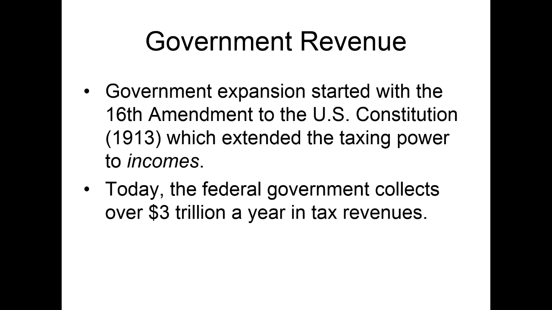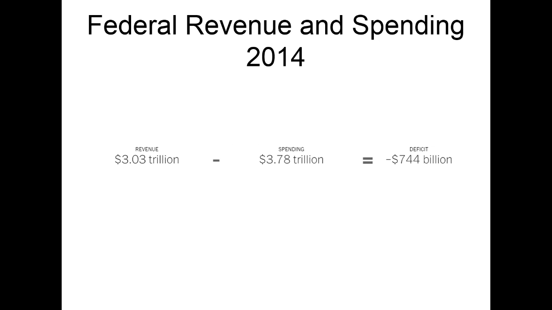Today the government collects over $3 trillion in tax revenues. To give you an idea, in 2014 the government brought in, through taxation and other things, but primarily taxation, $3 trillion. But you can see it spent more than that, which meant it ran a budget deficit of about $744 billion. When a government runs a budget deficit, that means it is stimulating the economy. This is a net injection into the income circular flow. As we're going to see later in this lecture, this shifts the aggregate demand curve to the right, which stimulates the economy, all else being equal.